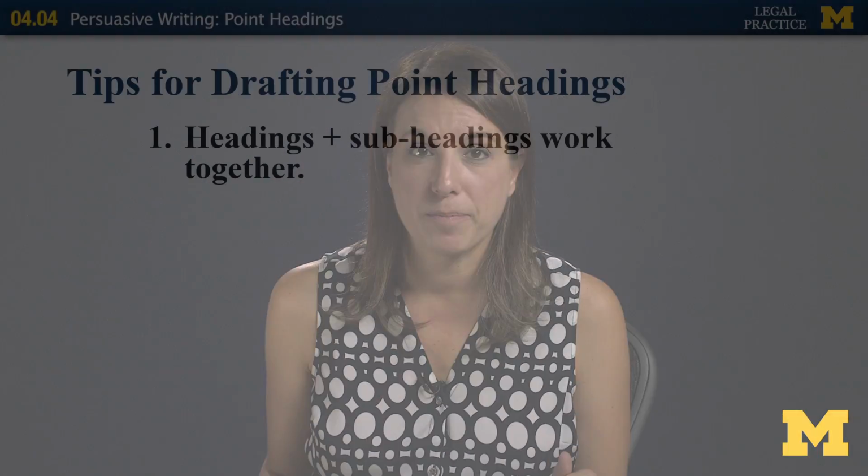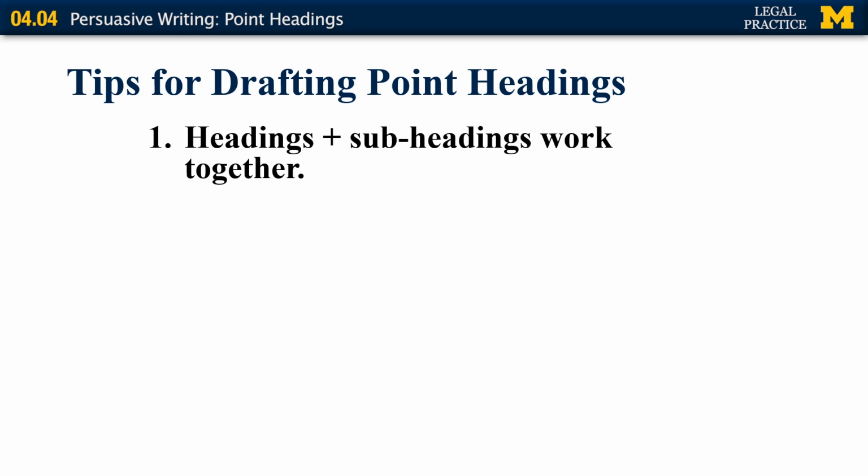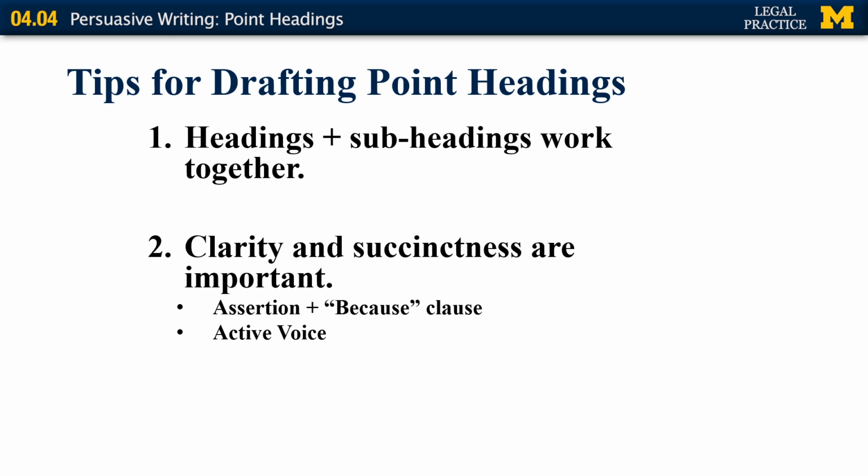Now let's talk a little bit about the wording of individual point headings. There are a couple of different things that you ideally want to achieve when you're drafting a point heading. First, we've already seen how you want to think about how the headings and subheadings work together to create one cohesive argument so that when that judge sits down and reads just the table of contents, she gets a good sense of what your overall arguments are and how the pieces fit together. So second, clarity and succinctness are essential.